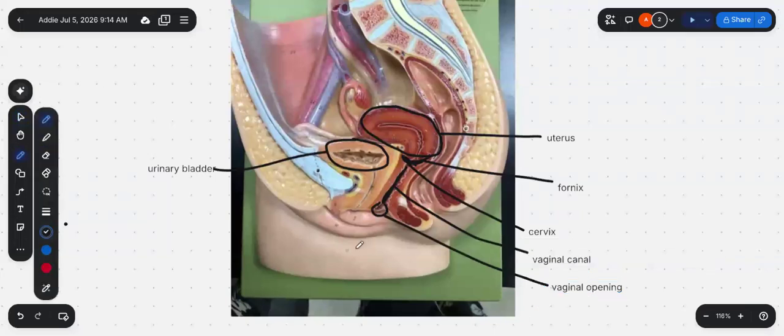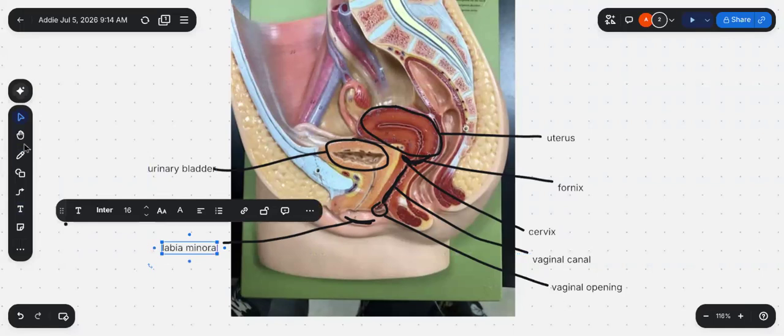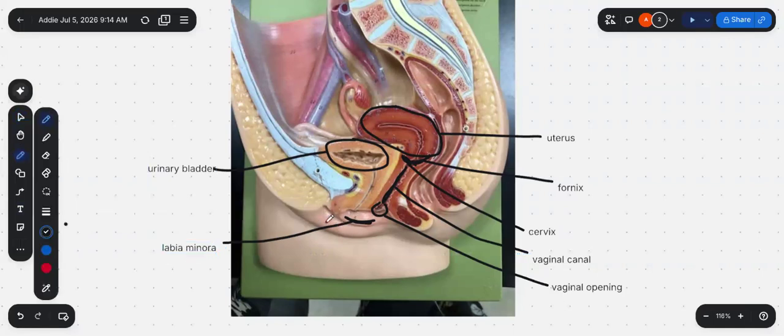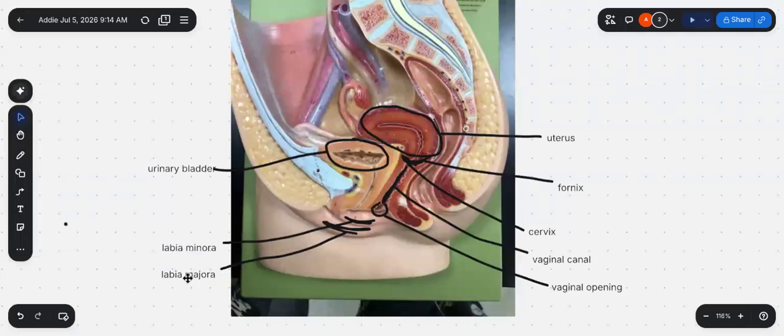Now on the exterior side, you have your labia minora, which is this first flap over here. It's a little bit smaller. So again, that is your labia minora. And then on the outside, the thicker one right on top of it or above it, this one over here, that would be your labia majora. So you have labia minora and labia majora.